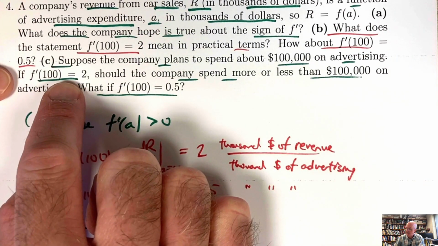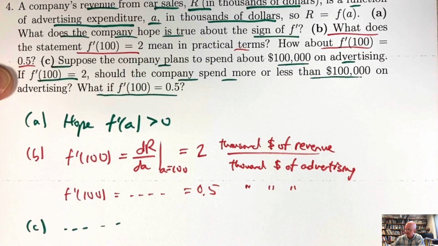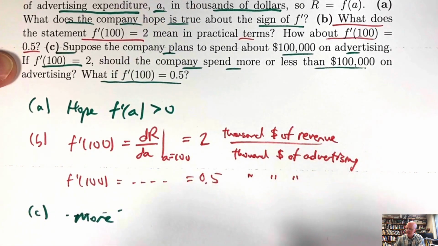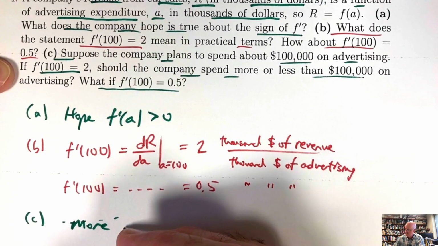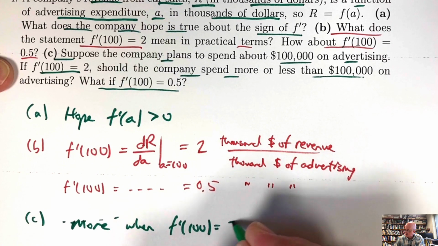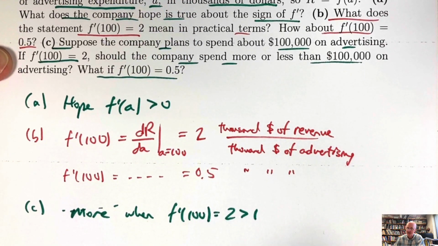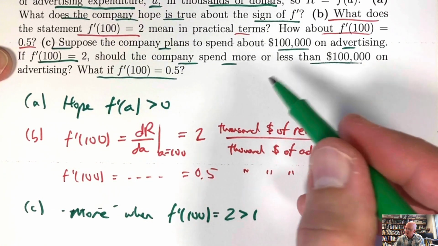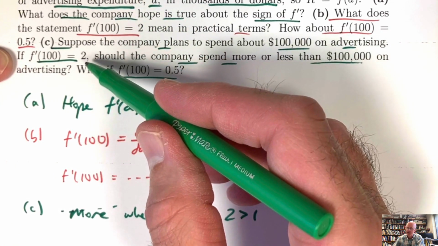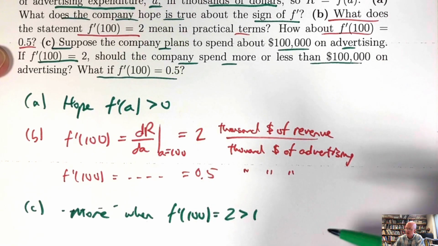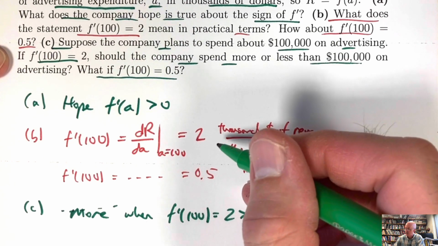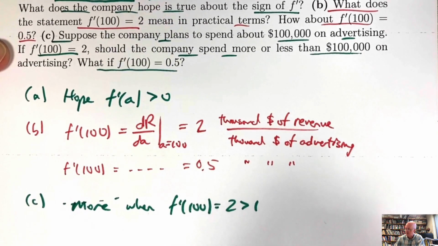If f prime of 100 is 2, I'll go ahead and say the answer. They should spend more on advertising for that first part. More when f prime of 100 is 2, which is bigger than 1. That's the key thing, not just bigger than 0, but bigger than 1. They should spend more because they would expect their revenue to go up by about $2,000 when they only spend $1,000 more on advertising. Based on the fact that the rate of change of R with respect to A is 2, it's bigger than 1.